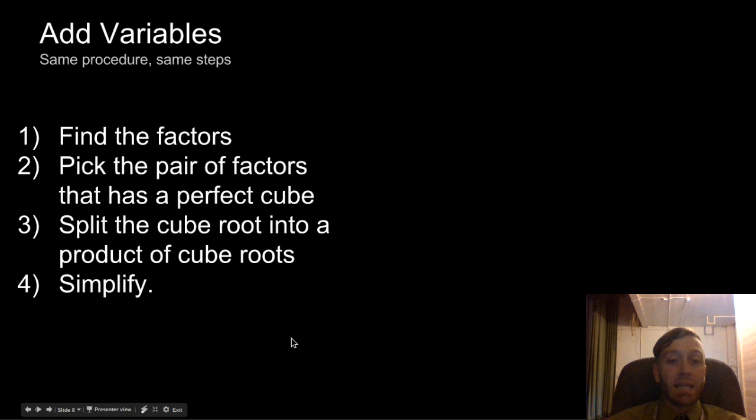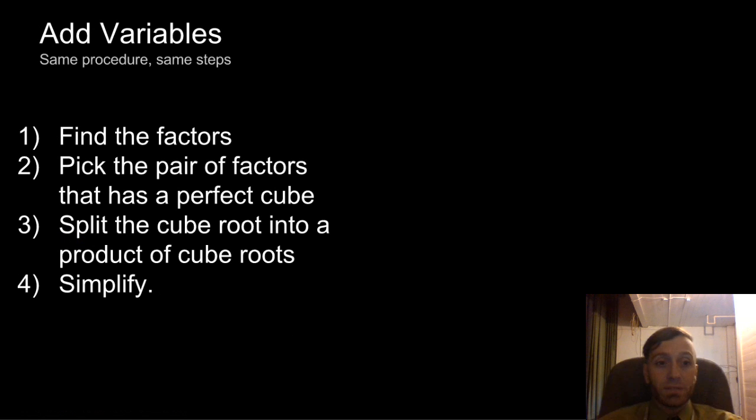Adding variables, same thing that we did with square roots, right? Find the factors of your coefficient, and then you're going to find your factors for your variables. Find pairs of factors that have perfect cubes, split it into a product of cube roots, and simplify.